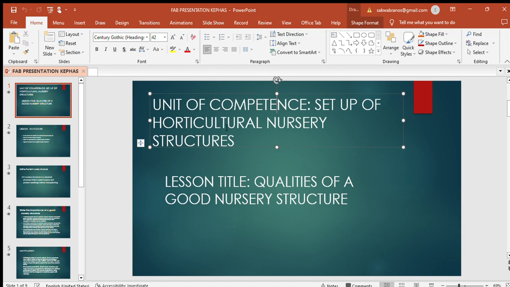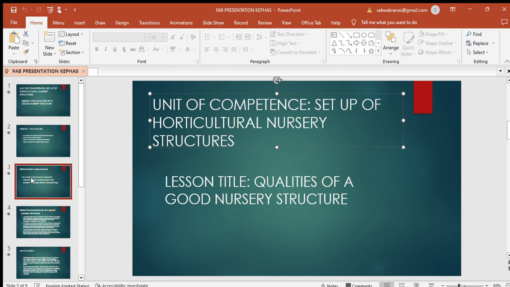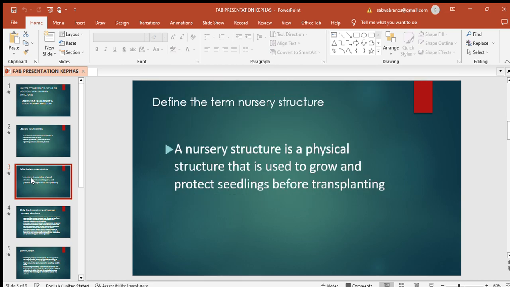Now, a nursery structure. What is a nursery structure, class? What is a nursery structure? Bernard Sang? Okay. Alright, thank you. As Sang has said, a nursery structure is a structure that is used to grow and protect seedlings before it's being transplanted to the main seed bed.